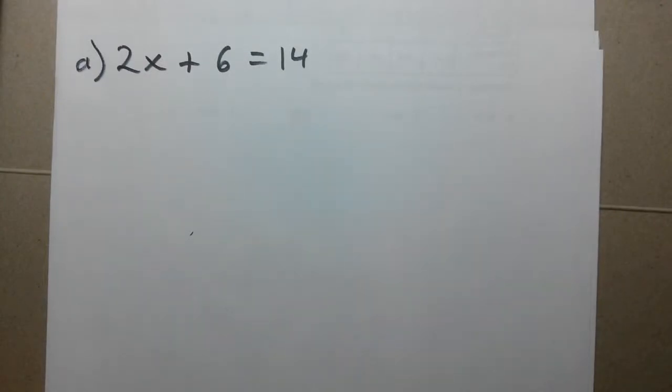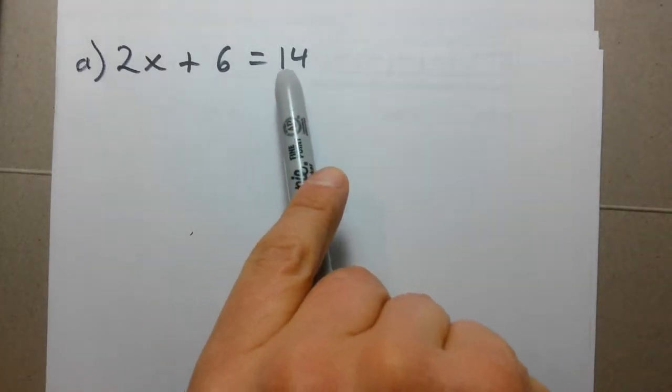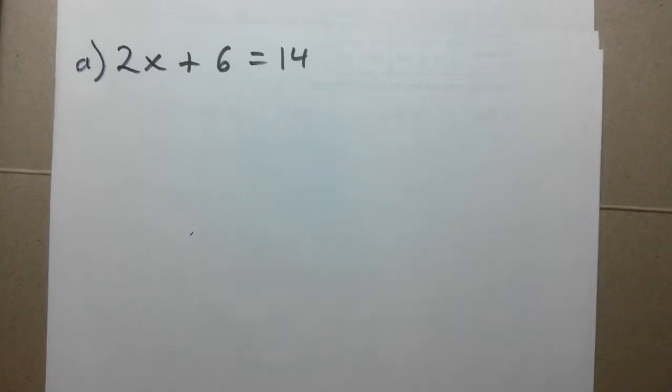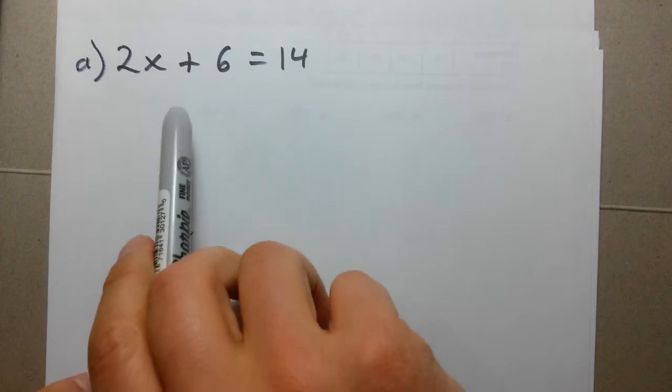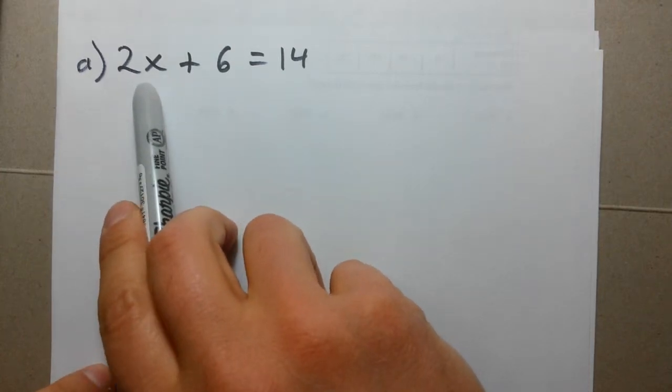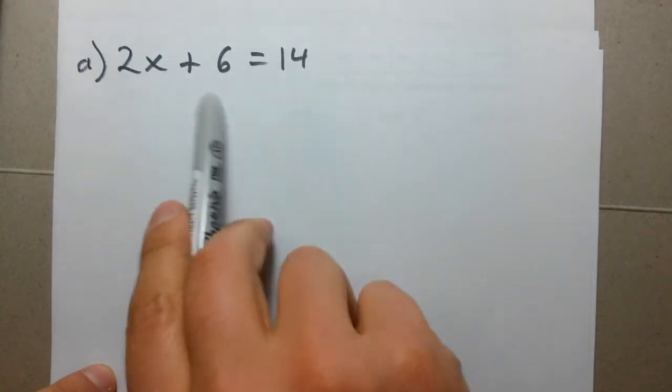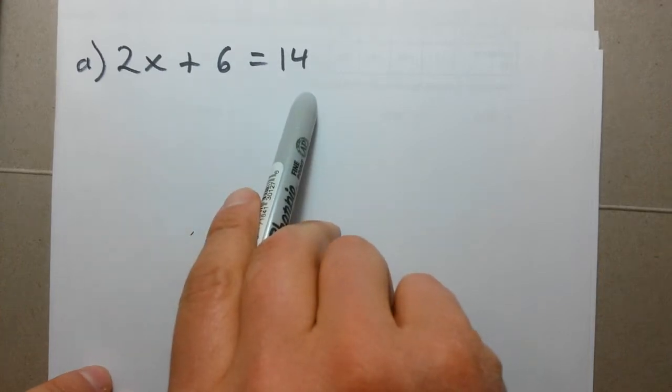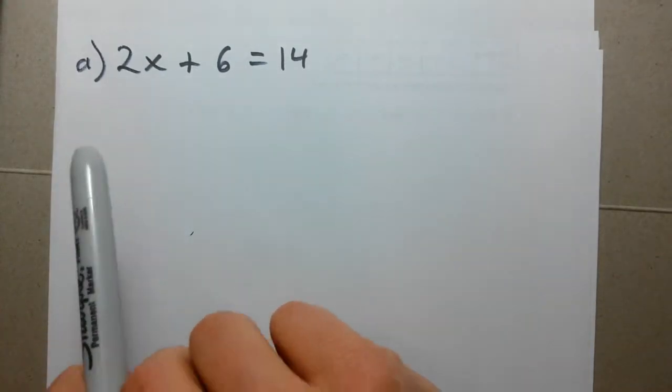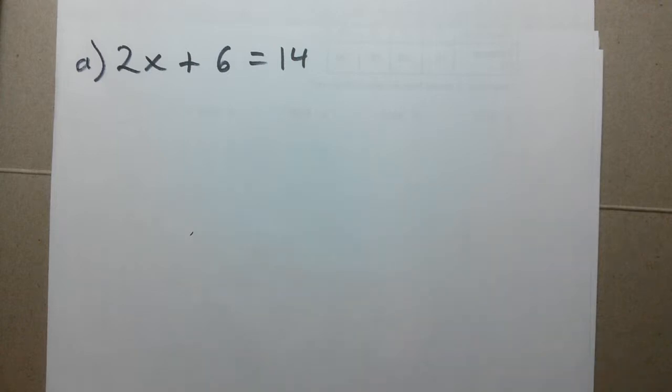Good. Let's look at some examples of solving equations. Now, we have 2x plus 6 equals 14. So essentially, when you are asked to solve an equation, what we really want to do is find out the value of x that will make this equation true. And we do that by using a method called opposite operations.